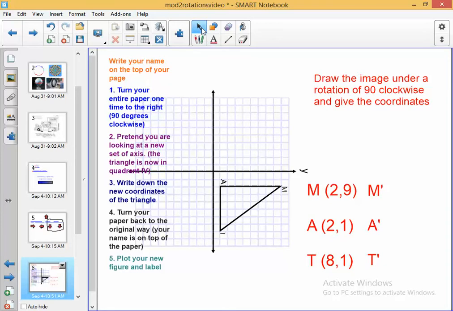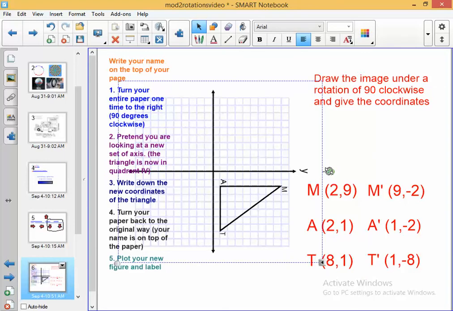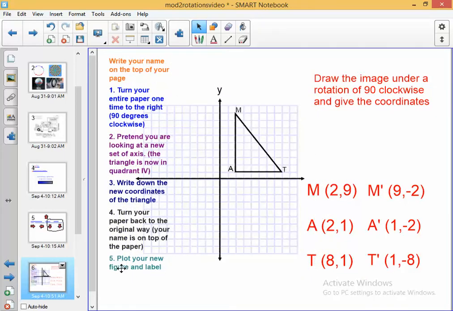The first thing we do is write down the coordinates of the new triangle. M is 9 to the right and 2 down, so it's 9, negative 2. A is 1 to the right and 2 down. And T is 1 to the right and 8 down. Now it says turn your paper back to the original way. That's why it's important to have your name on top of the paper. Then plot your new figure and label.